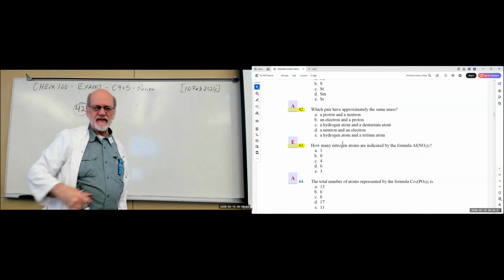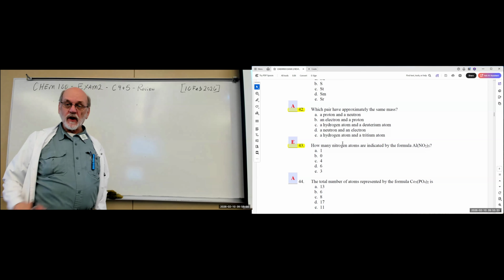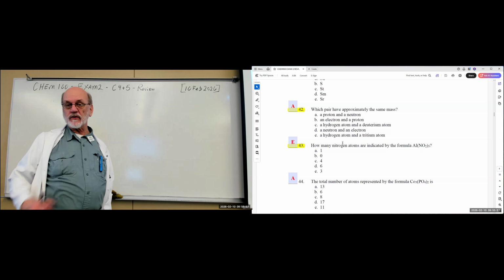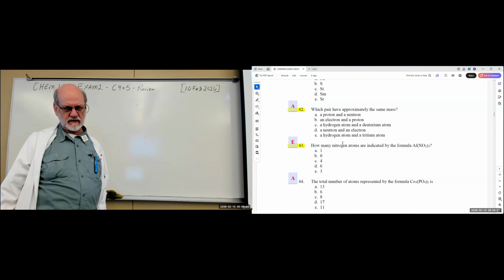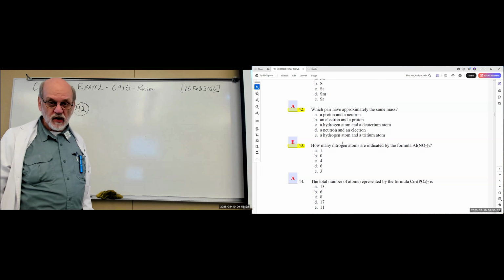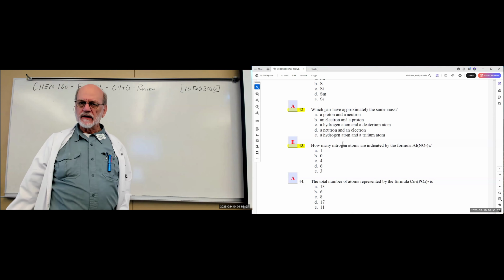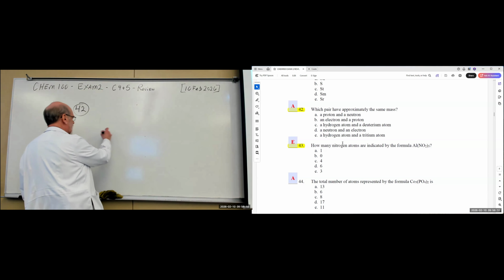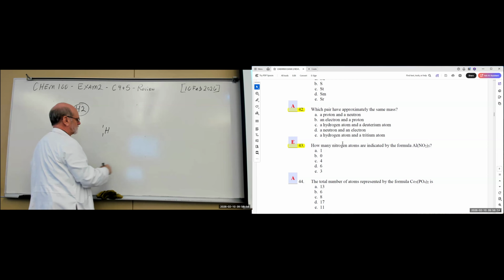Which pair has approximately the same mass? All right. Well, we know that protons and neutrons are almost exactly the same. Neutrons are just a hair heavier than protons. Electrons, no. Electrons and protons. Hydrogen atom and deuterium. Deuterium has, let's see, hydrogen has one here and one there.